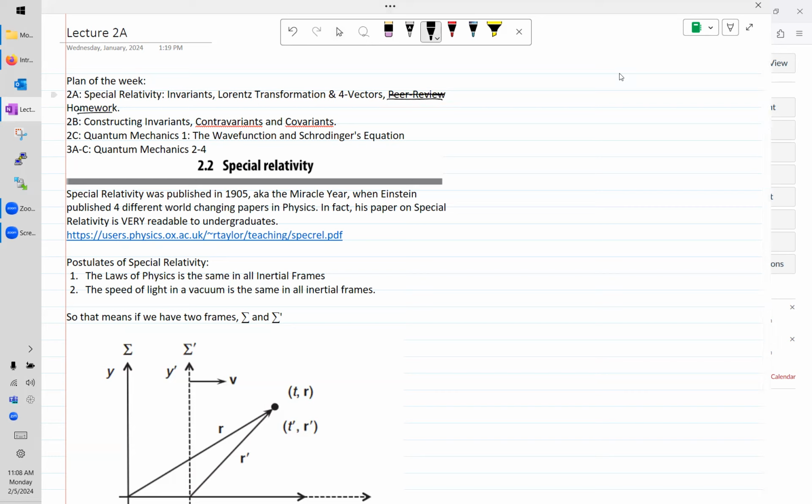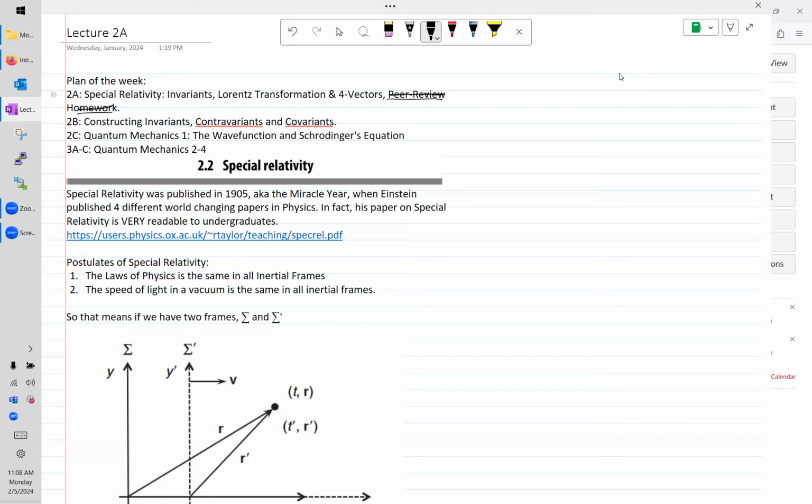So we're scratching that because of the storm. And we're going to see how we can construct invariance out of these things called covariant and contravariant. These are kind of fancy words for things that vary or don't vary, or anti-vary. So we'll see how that comes about.